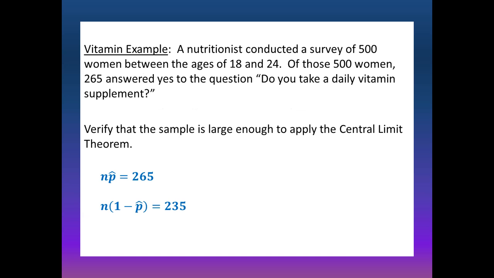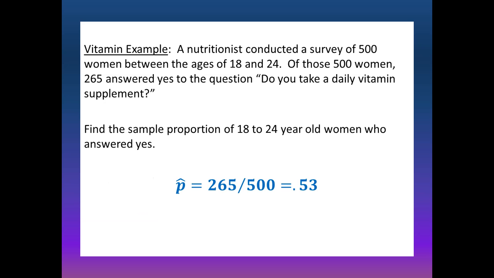For this example, we'll make sure we have a large enough n to apply the central limit theorem, and then we'll compute the confidence interval. 265 out of 500 women between the ages of 18 and 24 said yes, that they do take a daily vitamin supplement. So to verify that we have a large enough sample to apply the central limit theorem, we have 265 successes, but if there are 500 women total, then we must have 235 failures, where in this case, a success is a yes answer, and a failure, I suppose, would be either no or I don't know.